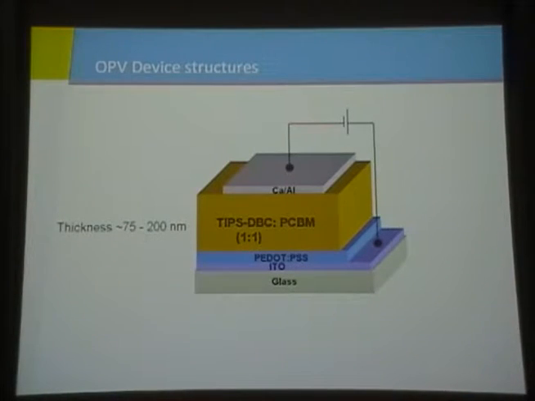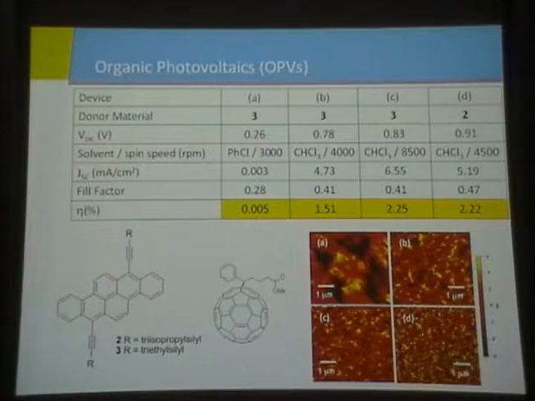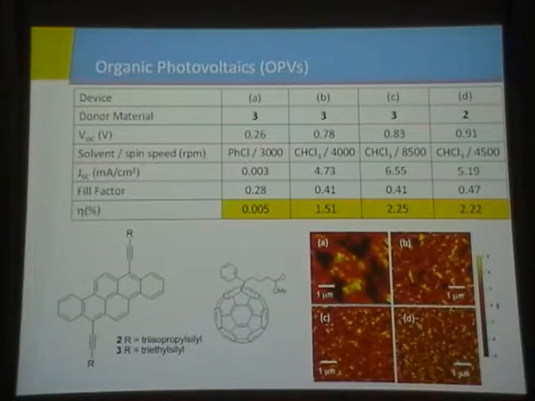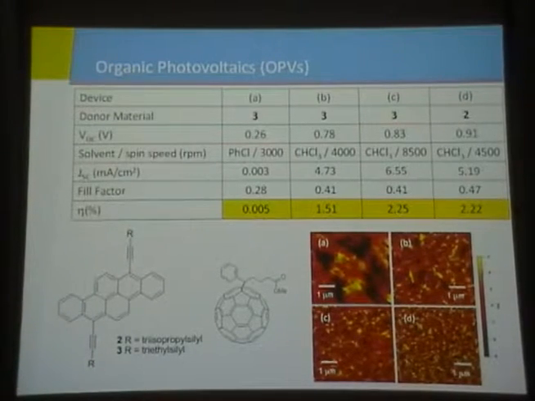This is the typical device geometry everybody is employing, and this is the typical thickness, about 75 to 200 nanometers. And here comes a very interesting point. Unlike polymers, these devices have to be processed in a very different fashion. I have shown four sets of device fabrication conditions, A, B, C, and D, with the corresponding AFM images A, B, C, and D.